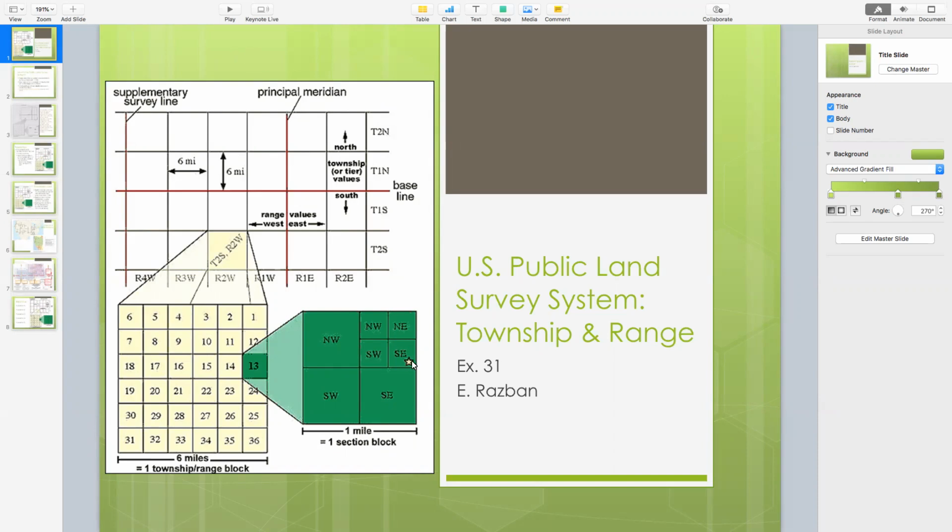So by the end of this lecture, my hope is that you will be able to identify where this star is on the U.S. township and range system. So this star here is located in the southeast quarter of the northeast quarter of section 13, township 2 south, range 2 west. How do I know that it's township 2 south, range 2 west? Well, that's what I'm going to help you figure out in this overview.